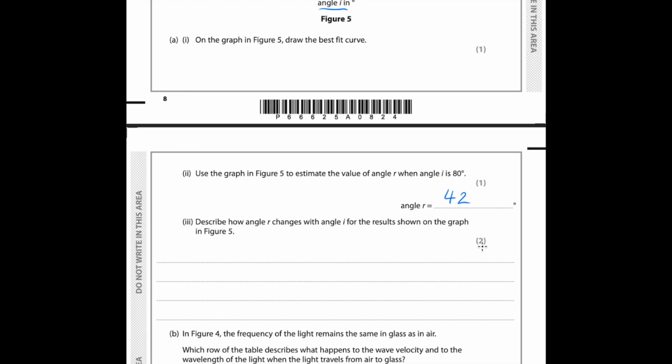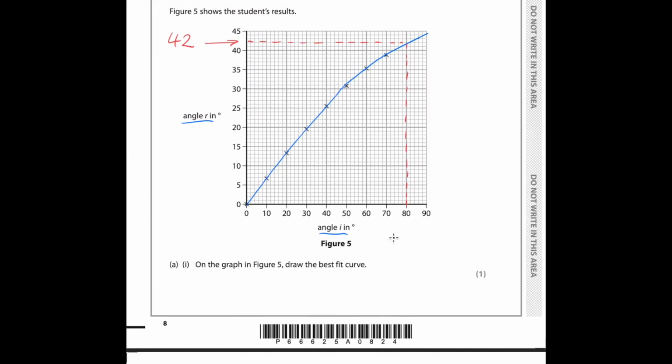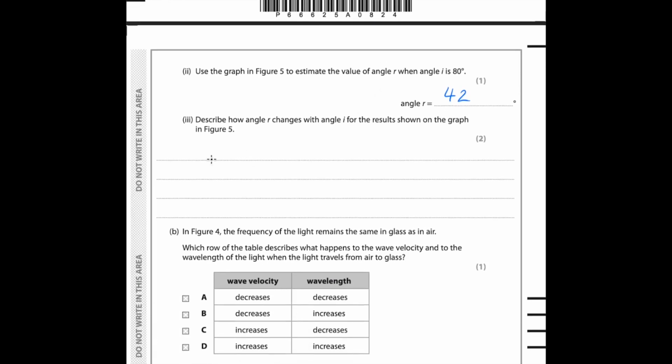Part 3. Describe how angle R changes with angle I for the results shown on the graph. 2 marks. Right, well, as I is getting bigger, R is also getting bigger, and because it's a curve, it's non-linear or not proportional. And you can also see that whatever I is, R is smaller. So if I is 60, then R is 35. So I've said 3 things. We only need to say 2, but I'll write all 3 just in case. It's worth 3 marks next year for you.